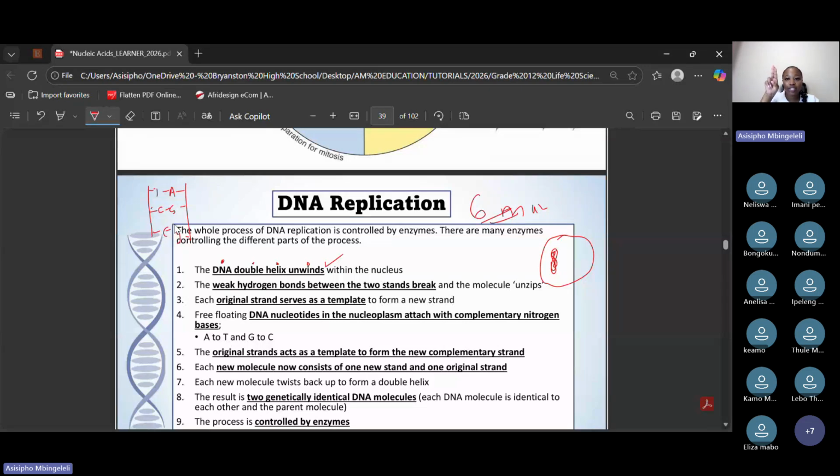Now, we need the bases to be exposed. So the next thing that is going to happen is that the weak hydrogen bonds between the 2 strands are going to break. Once they break, the molecule is going to unzip. Fun fact, that statement has 2 marks already. In other years, they give 2 marks. In other years, they give 1 mark. So the double helix molecule unwinds. The weak hydrogen bonds break. So whatever that is now attaching the bases is not there. If the molecule breaks, that means the bases are no longer attached together. So that means the molecule will unzip.